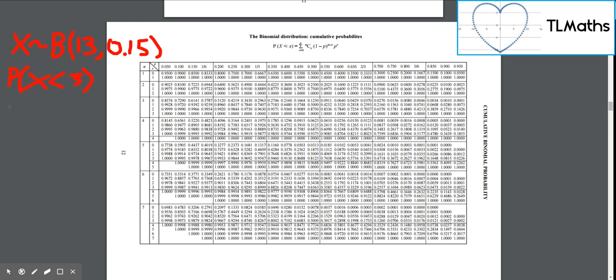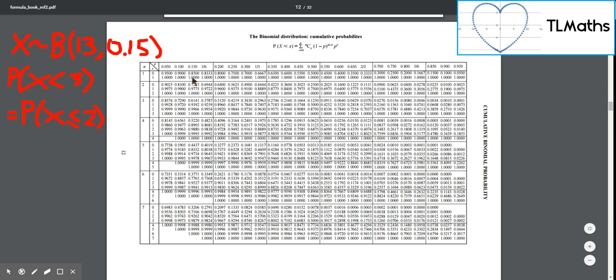Now, the probability of X is less than 3, because this is a discrete distribution, is the same as the probability of X is 0, 1, and 2. So less than 3 is 0, 1, and 2. We always start at 0, and we're always going up in 1s. So effectively, this is exactly the same as the probability of X being less than or equal to 2. Both of these are exactly the same for a binomial distribution. So I now have it in the format of a less than or equal to, so I can theoretically look it up in the tables.